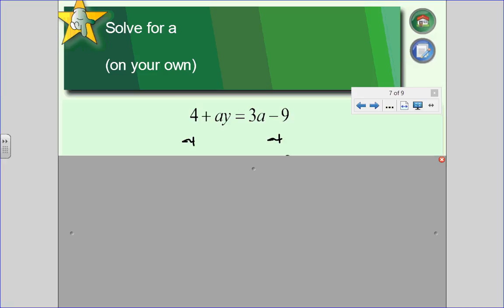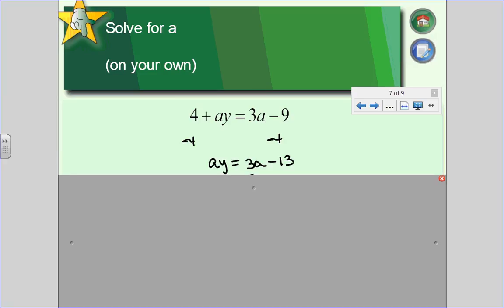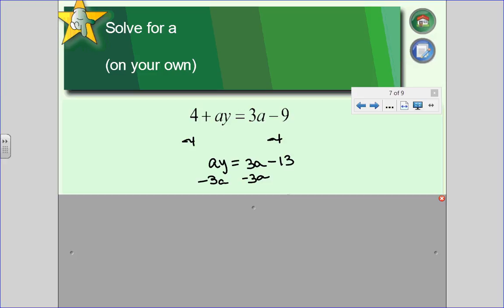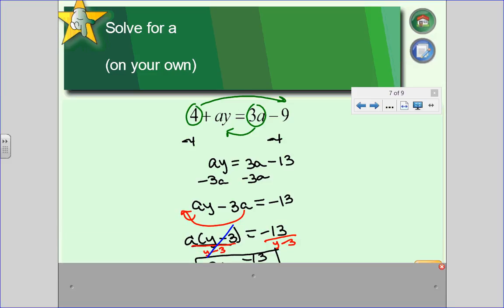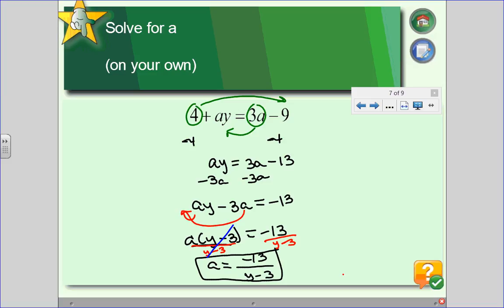meaning hopefully you combined terms that did not have a's and brought over terms that did have a's to your other side. So I brought my 3a to the left and brought the 4 to the right. If you chose to do the opposite, that should still work as long as your calculations were correct. But we should end with a negative 13 divided by y minus 3. So the factor of a divided out, leaving you with a y minus 3. Divide both sides by that y minus 3, and that's how we'll fully isolate a here.